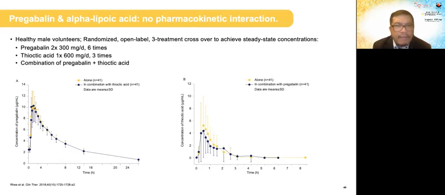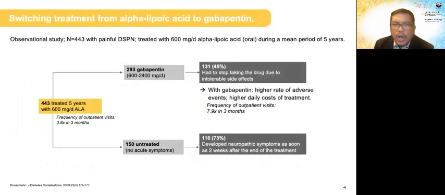among healthy male volunteers. So this is an open label randomized treatment crossover to achieve steady state concentration. So these are patients given pregabalin at 300 milligrams daily, thioctic acid or your alpha lipoic acid at 600 milligrams daily, and the combination of the two treatments. As you can see in this illustration whereby they looked at the concentration of both pregabalin and thioctic acid, there was no difference even though you do combine these therapies. Okay, as given alone in yellow, as well as given in combination in blue. There was no difference in the pharmacokinetic interaction of the two drugs when given simultaneously.